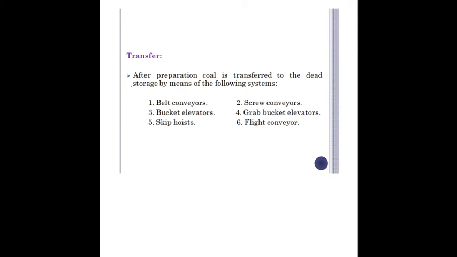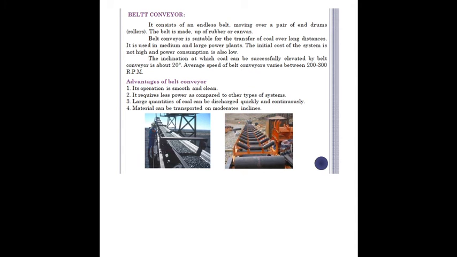The fourth step is transfer. After preparing, coal is transferred to the dead storage by means of the following systems: belt conveyor, screw conveyor, bucket elevator, grab bucket elevator, skip hoist, and flight conveyor. As you can see in the diagram, this is the belt conveyor.